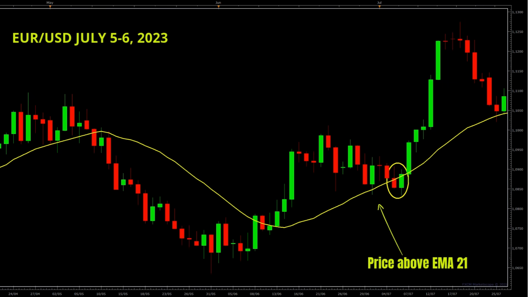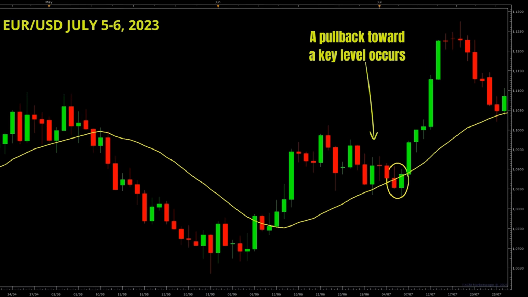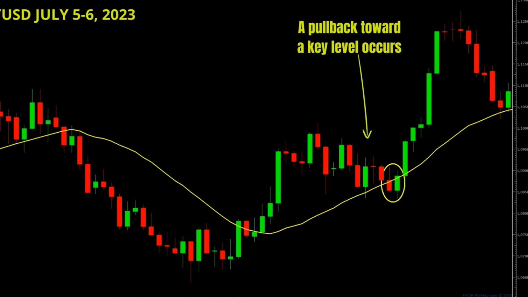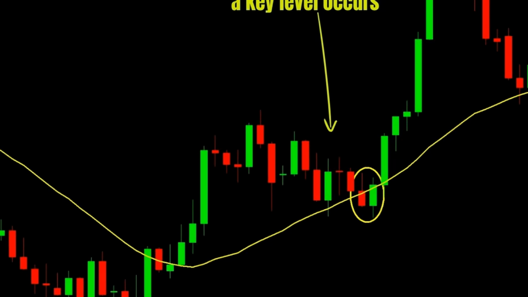Here is a practical long example on the EUR-USD daily chart. The trend is clearly defined as the price is trading above the EMA 21. Following this momentum, the market executes a necessary pullback, moving back down towards the support area, which in this case includes our key level and the EMA 21 itself. This forms the perfect setup location.